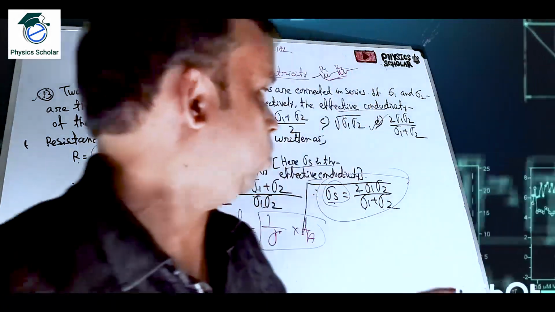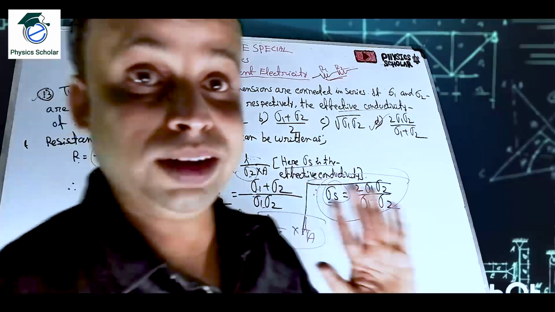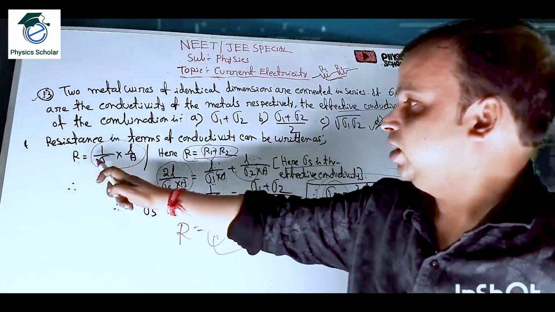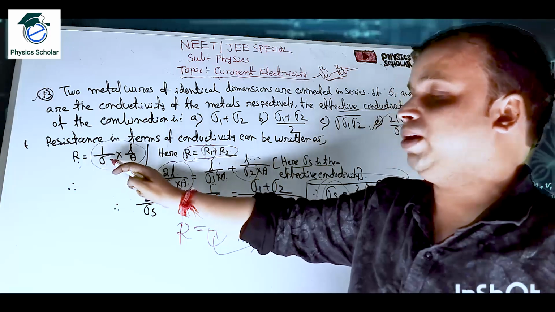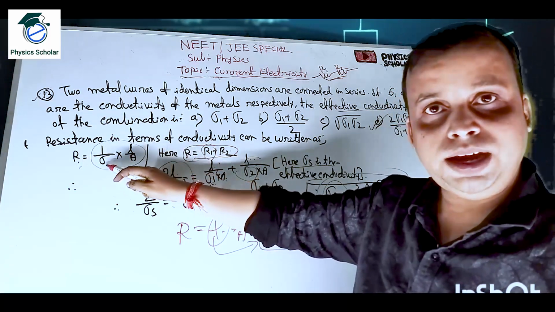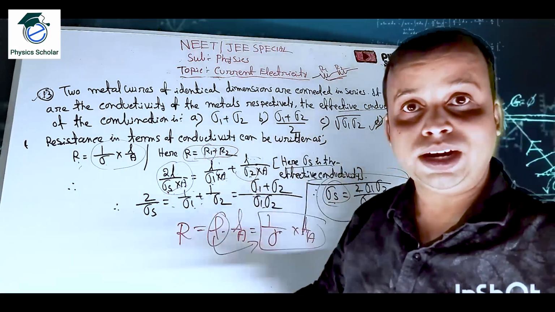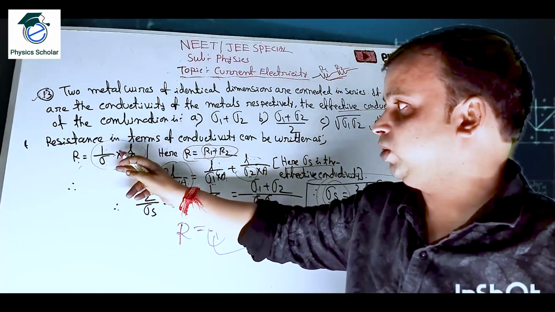Clear? So students, hope you have understood this. So I am explaining once again for your benefit, for your better understanding. So R is equal to rho into L by A. Reciprocal of the resistivity is conductivity. So that means 1 by sigma into L by A.